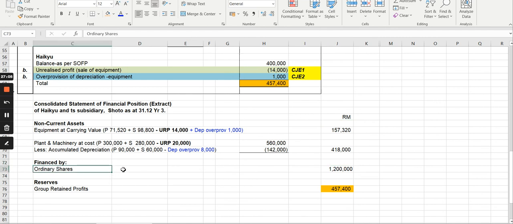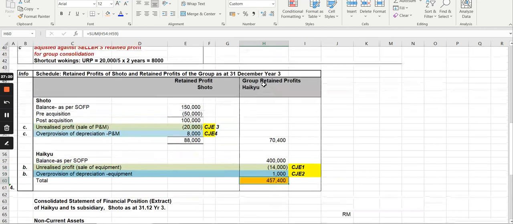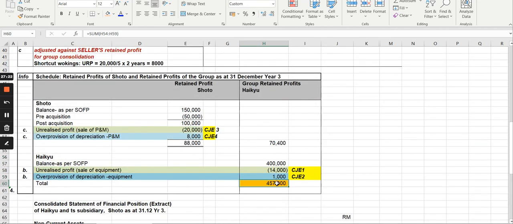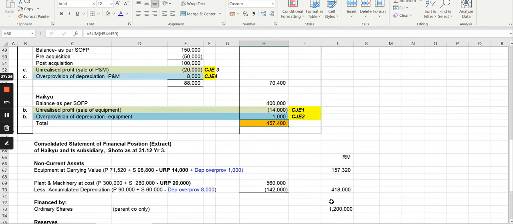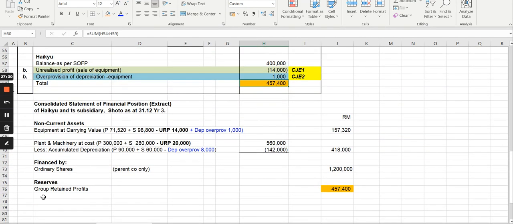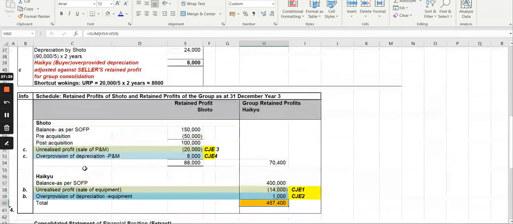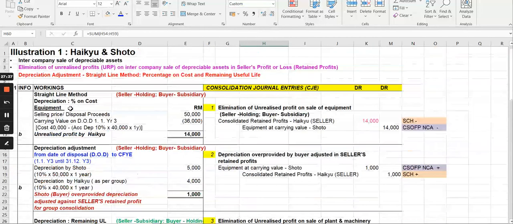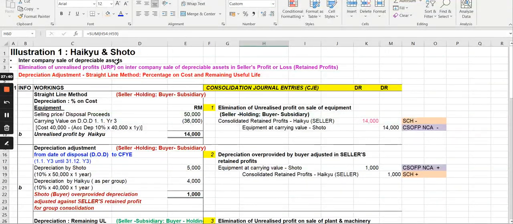And for the ordinary shares, you will just show the ordinary shares of the parent company only. Why? Because the one of the subsidiary has been eliminated when it was being acquired by the parent. And the group retained profit is the one that you get from the schedule that you prepared earlier. If you have other reserve, you will also be putting the reserve here. And if you have other non-controlling interest information, you may also need to calculate the non-controlling interest. But our focus here is on the impact of the intercompany sale of non-current depreciable asset.